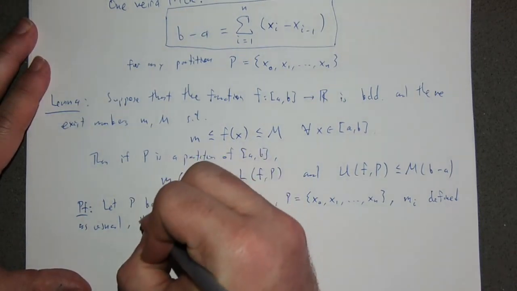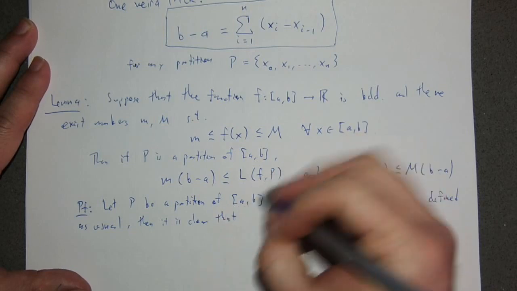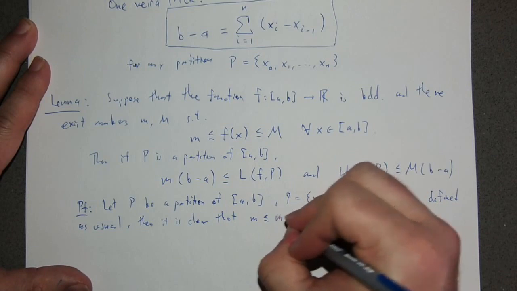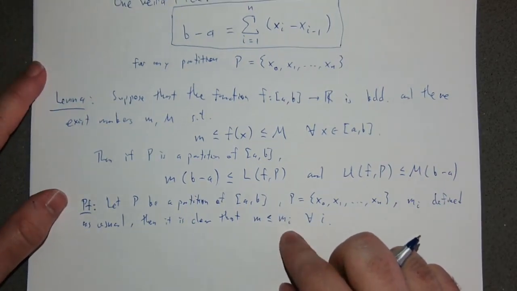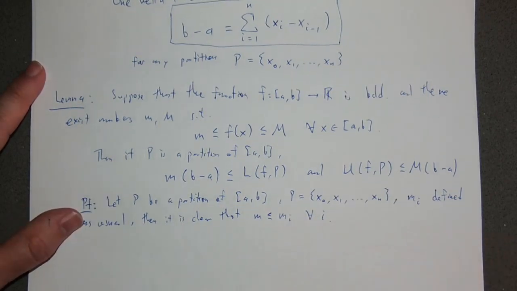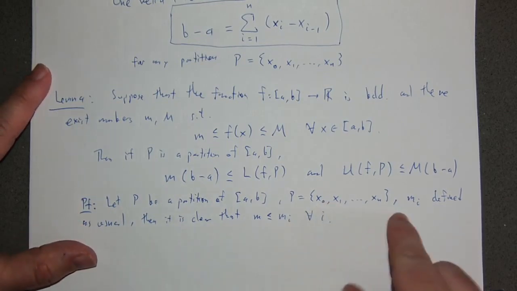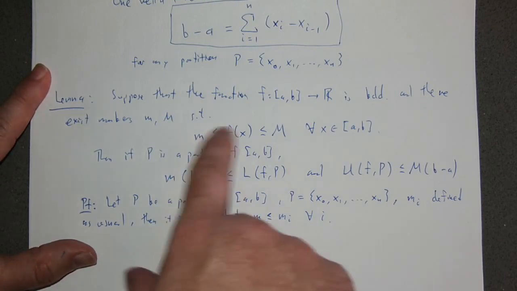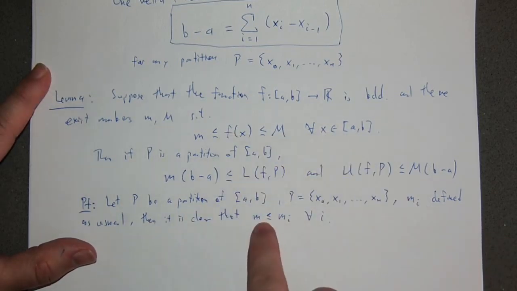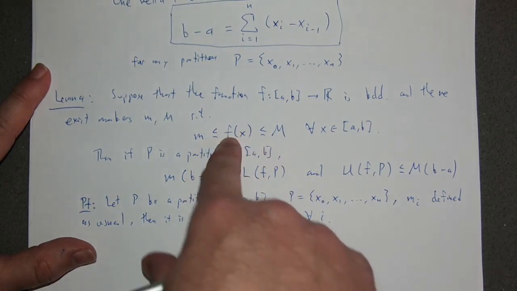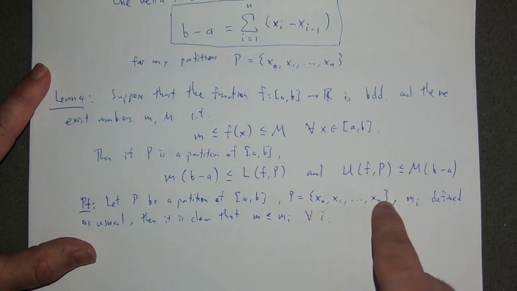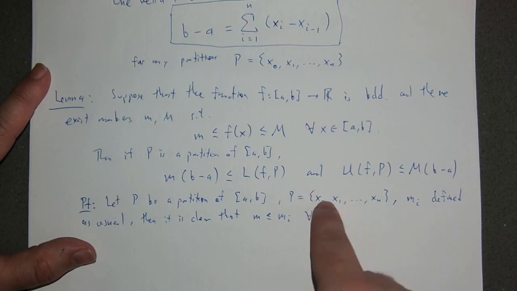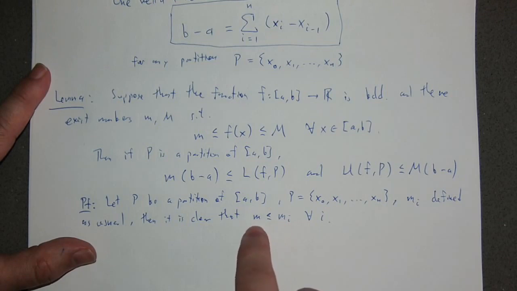Then it is clear that little m is less than or equal to little m sub i for all i. Well, why is that true? Little m sub i is the infimum of the set of functional values for f on some given ith subinterval, right? But little m is a lower bound of f on the entire interval. So it is certainly a lower bound of f on each subinterval. And since little m sub i is the infimum of those functional values on each subinterval, and little m is itself a lower bound for all functional values, it's certainly less than or equal to m sub i for all i.